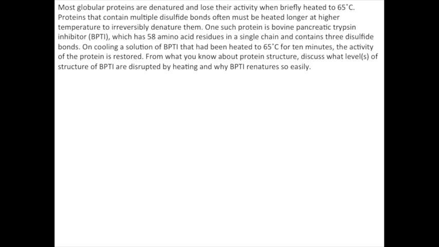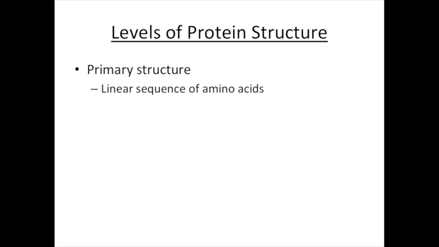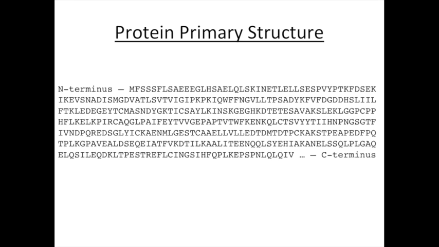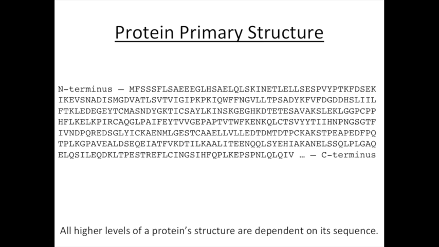Since the question asks about what levels of protein structure will be affected by denaturation, first, let's review how each level is defined. The first level of protein structure is primary structure. It is defined as the linear sequence of amino acids, starting from the N-terminus and going to the C-terminus. Here, we have a portion of the primary structure of the protein titin, which is important for muscle function. Each amino acid in this protein is indicated by its one-letter code name. It's important to know the primary structure of proteins, because every higher level of a protein structure is going to be dependent on its sequence.